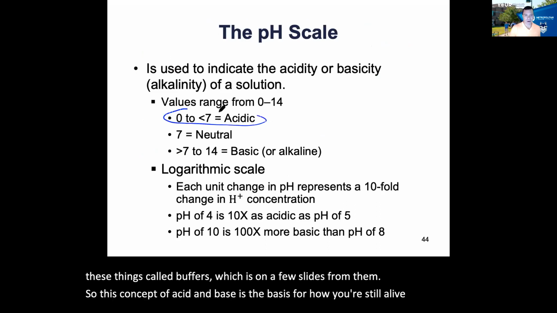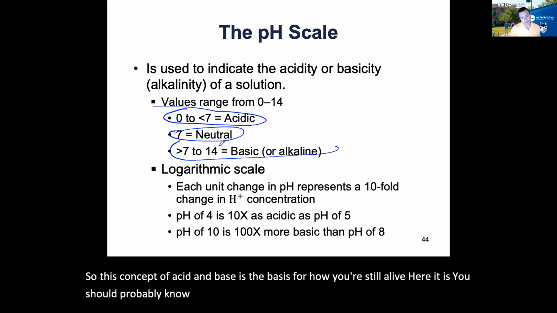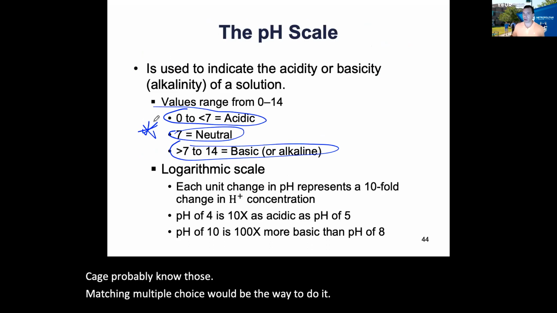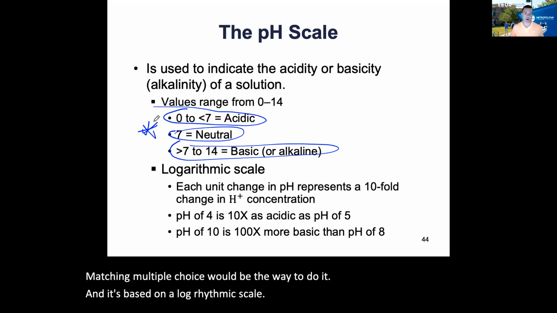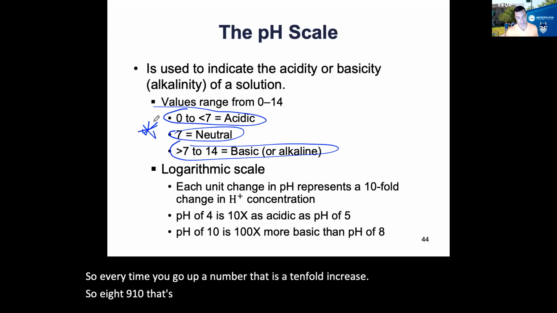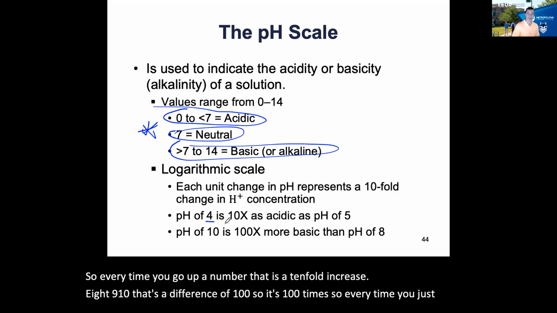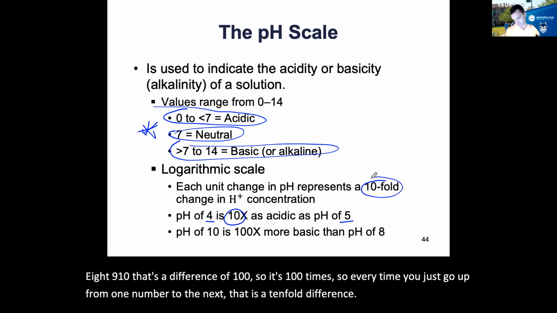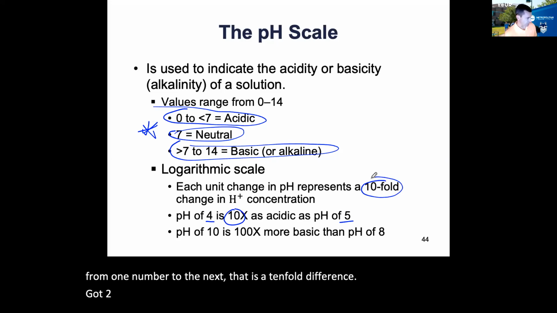Here it is. You should probably know these, okay? Matching, multiple choice, that'd be the way to do it, okay? And it's based on a logarithmic scale, okay? So every time you go up a number, that is a 10-fold increase, okay? So 8, 9, 10, that's a difference of 100. So every time you just go up from one number to the next, that is a 10-fold difference, okay? Go up 2 numbers, that's 100. Go up 3, that's 1,000. We just keep adding a 0.